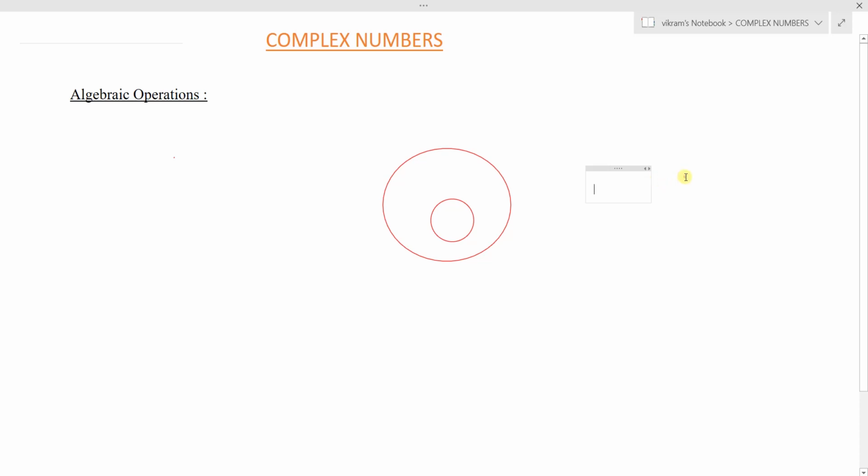Hi students, in the previous lecture we discussed calculating the powers of iota. So in this lecture we will discuss performing some mathematical or algebraic operations on complex numbers. Before going to discuss the mathematical operations on complex numbers, we need to consider some basics.